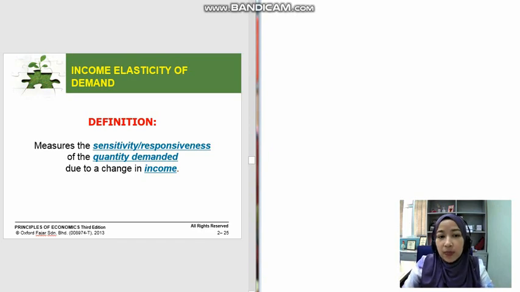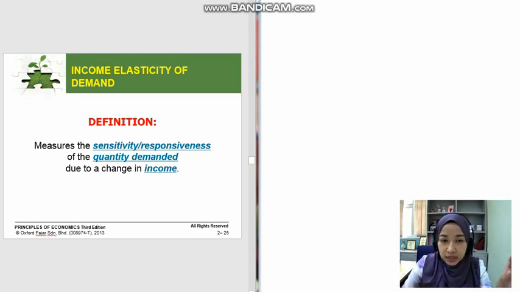But now we are looking at the income elasticity. So in this case, we want to see your responsiveness in terms of your purchase when there is a change in your income level. Logically, when you have higher income, you tend to buy more of a certain product. Of course, bila duit kita lagi banyak, kita akan spend lagi banyak lah untuk beli barang. But there are certain cases in which when your income increases, you will buy less of that particular product.